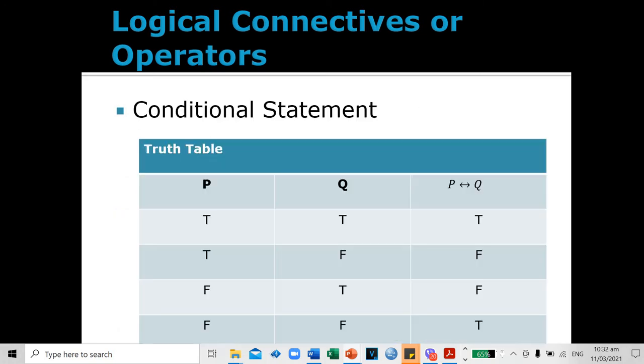So for our truth value, we have here the truth values. If both have the same truth value for the antecedent and the Q, the consequent, then it will be true. If one of them is false, then it will make the statement false.